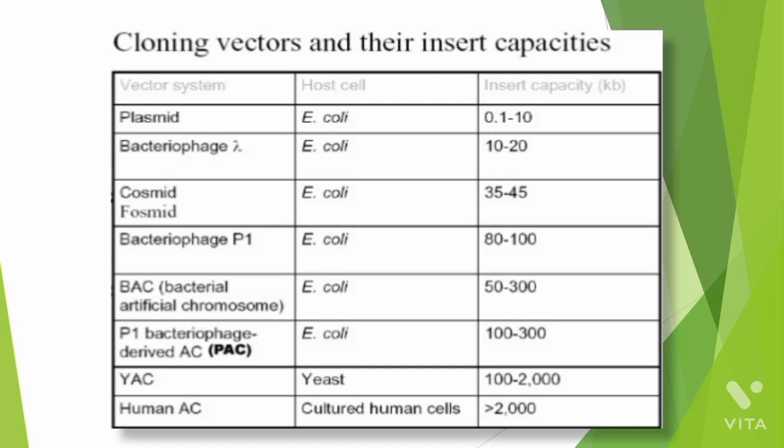Then BAC, bacterial artificial chromosome, its host cell is E. coli and insert capacity is 50 to 300 kb. Then PAC, P1 bacteriophage derived artificial chromosome, its host cell is E. coli and insert capacity is 100 to 300 kb. Then YAC, yeast artificial chromosome, its host cell is yeast and insert capacity is 100 to 2000 kb. Then HAC, human artificial chromosome, its host cell is cultured human cells and insert capacity is less than 2000 kb.